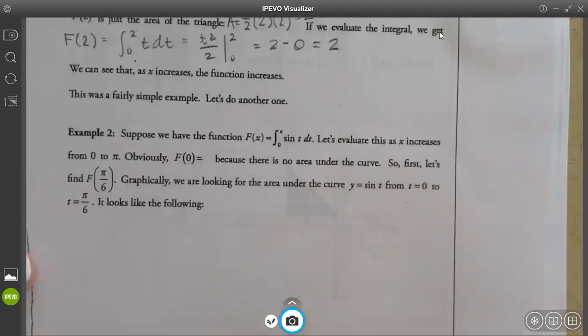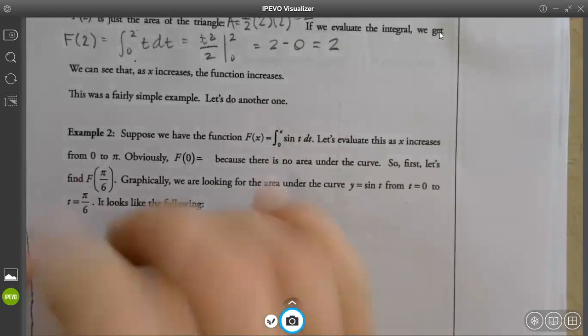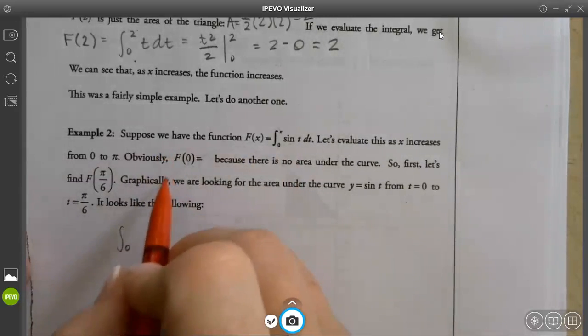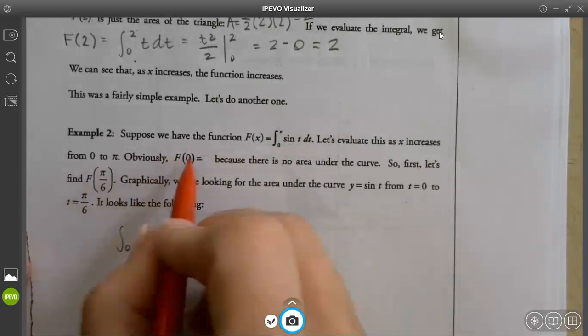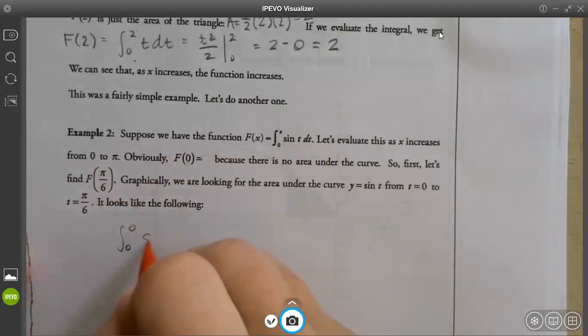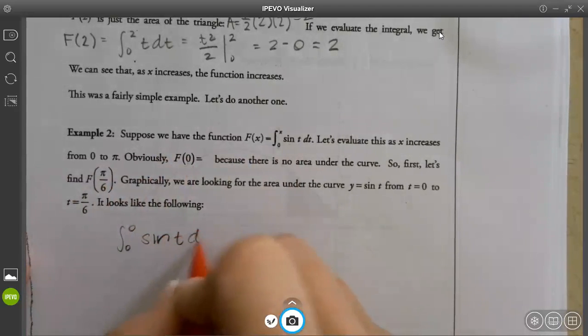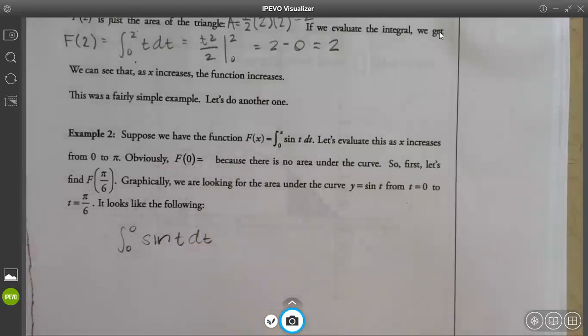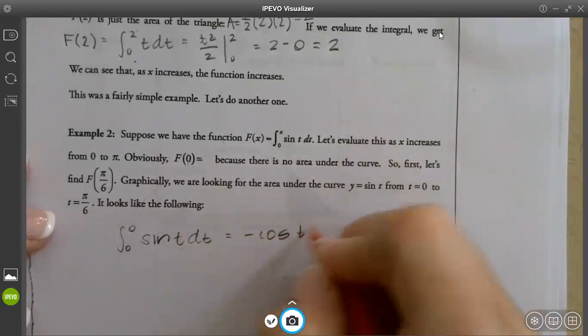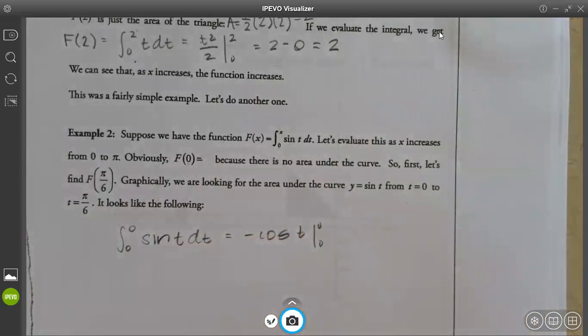So let's pop down here and do some integration. Integration from 0 to where? What are we plugging in? F of 0, right? 0 to 0 of sine t dt. We had a kind of formula for this. We'll talk about it in a minute. What's your integration of sine? Kelly?